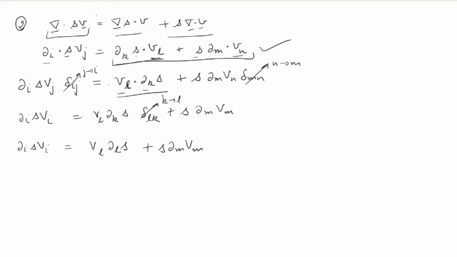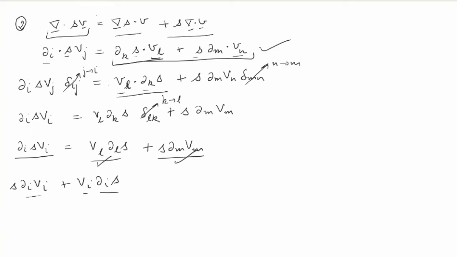plus S del M Vm. So now if I open this up using the product rule, what I will get is S constant del I Vi plus Vi constant del I S. If you compare these two, this will come out to be the same. So here S is constant, del I Vi, this is this quantity. So Vi constant, del I of S. So L goes from 1 to 3, I also goes from 1 to 3.